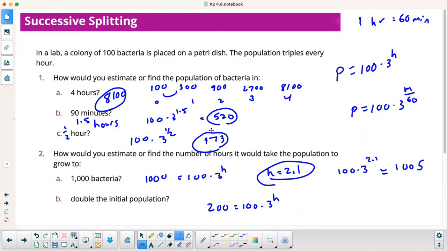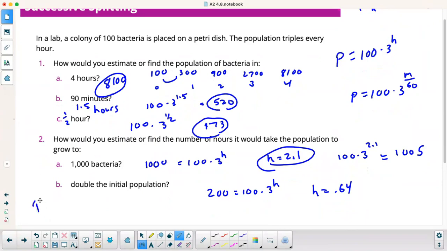100 times 3 to the 0.65. Pretty close. Maybe I can get a little closer. 100 times 3 to the 0.63. No. Gave me 189. 100 times 3 to the 0.64. That's pretty close. Okay. So I said H equals 0.64. And again, just trial and error. That's the only way we know.